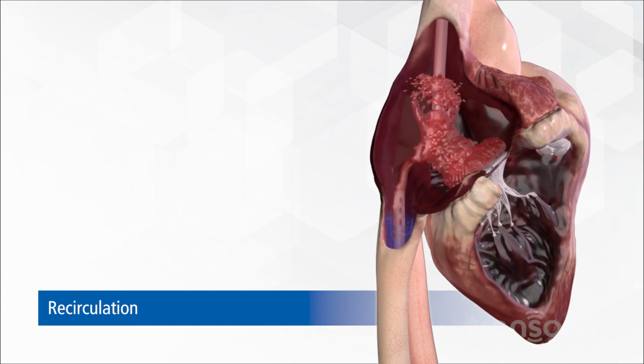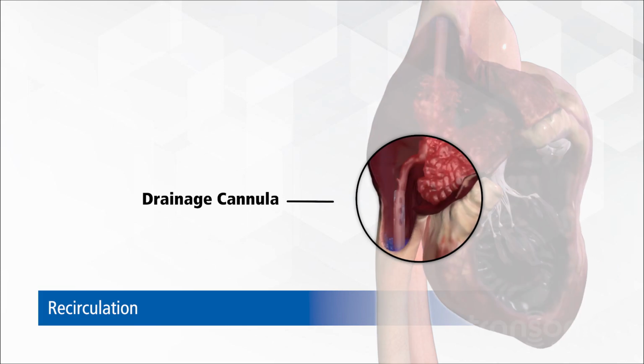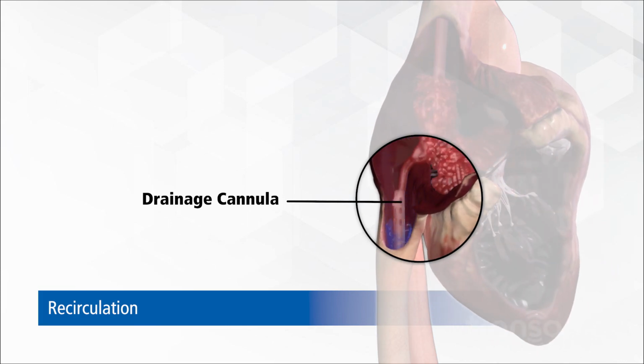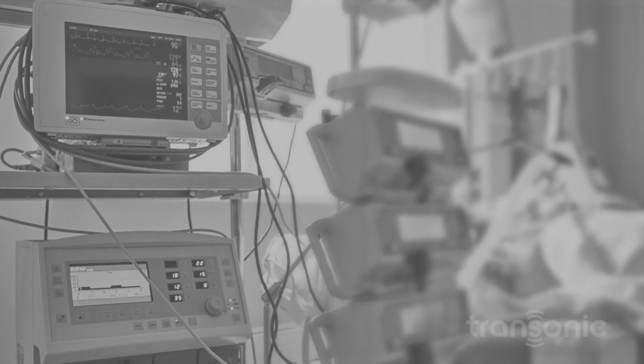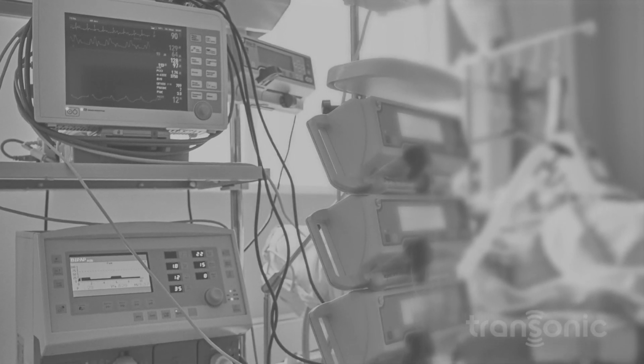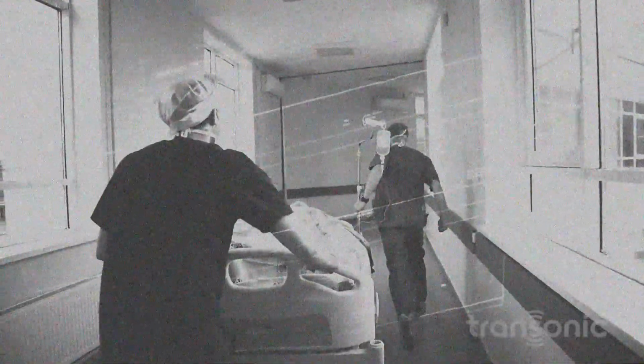Recirculation, a known complication of VV ECMO, occurs when the drainage cannula absorbs a portion of oxygenated blood from the reinfusion cannula. Long-lasting periods of recirculation reduce the delivery of oxygen from the ECMO circuit to the patient. Without optimal therapy, an ECMO patient will quickly decompensate.